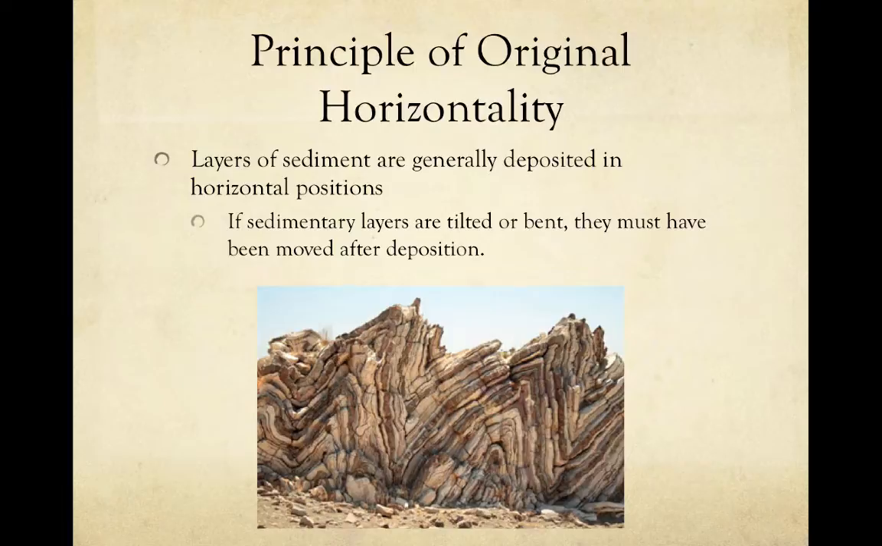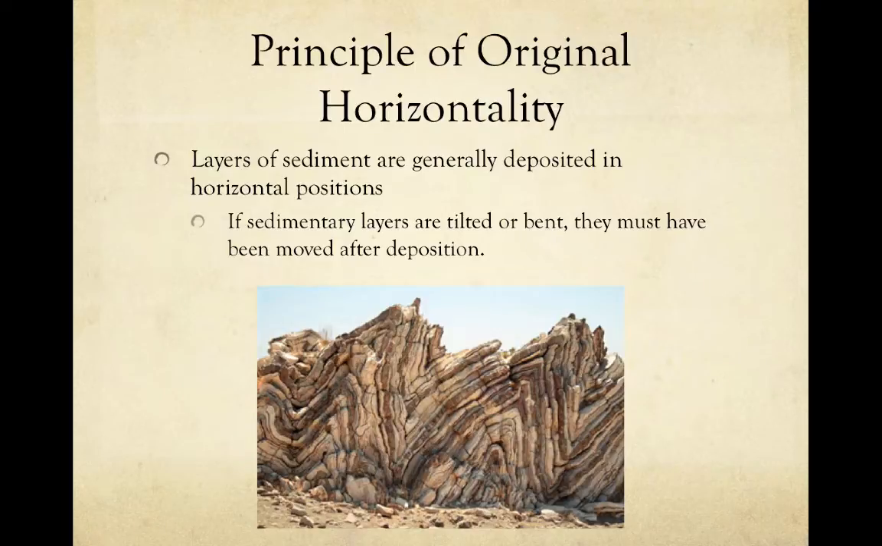So this rock layer right here, we can see all these folds and tilts in it. The principle of original horizontality says that these layers were placed down flat, and then because of some geologic event, they got tilted or folded into this position.